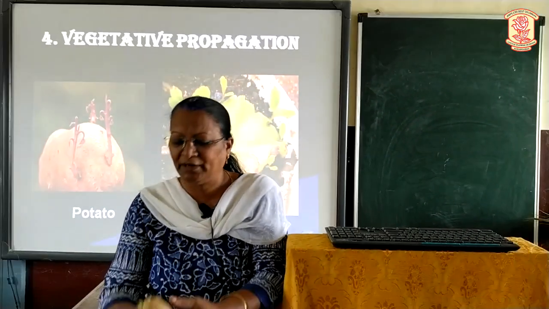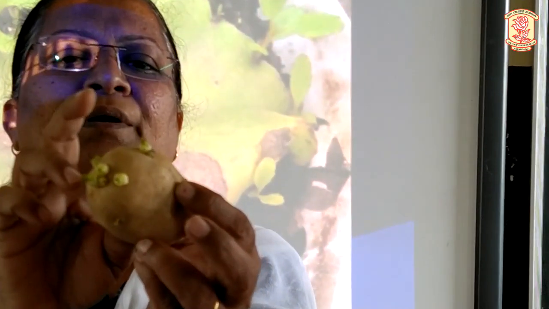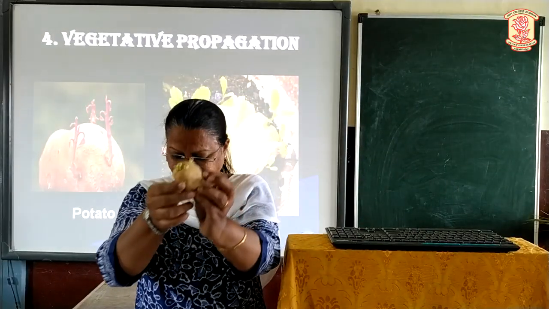Now the next method of reproduction which I already explained is the potato. You can see these eyes of the potato. When potatoes are stored for a longer time, these eyes grow into small plantlets and new potato plants are produced. Can you see here? Yes. So these are the methods by which plants grow through the vegetative parts of the plant.